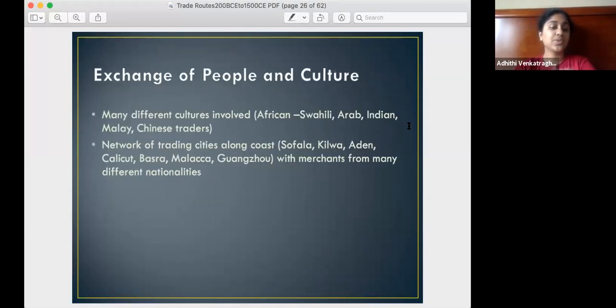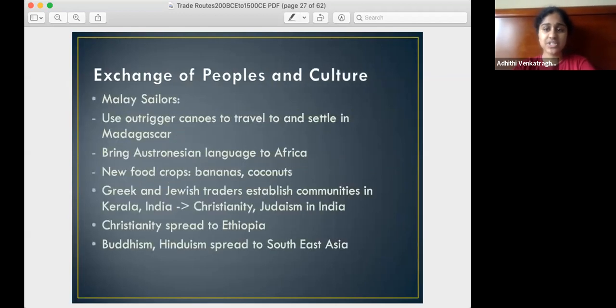The exchange of people and culture involved many different cultures, like in African culture, there was Swahili, there was Arab culture, Indian culture, Malay, Chinese traders, and the network of trading cities along the coast as well, so Sofala, Kilwa, Aden, Calicut, Basra, Malacca, Guangzhou, with merchants from many different nationalities. There was also the exchange of people and culture.